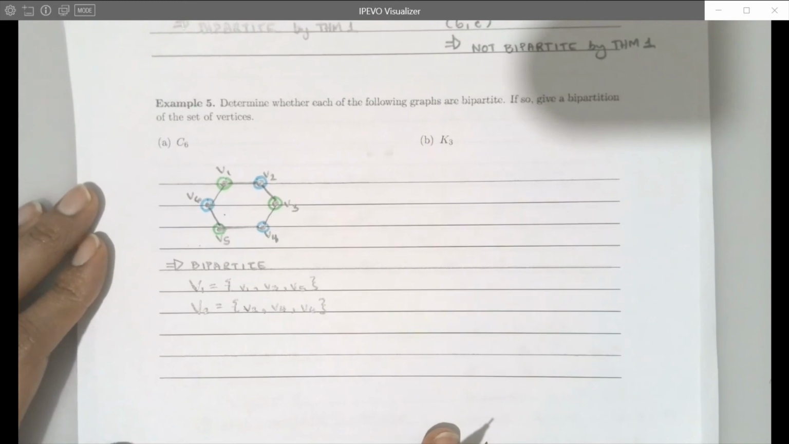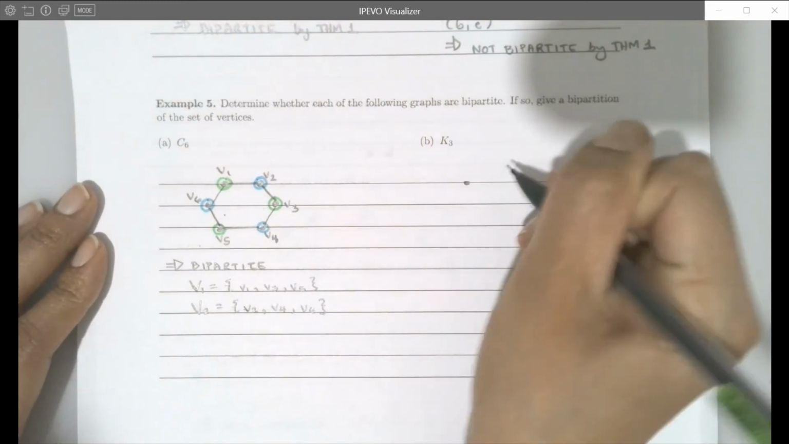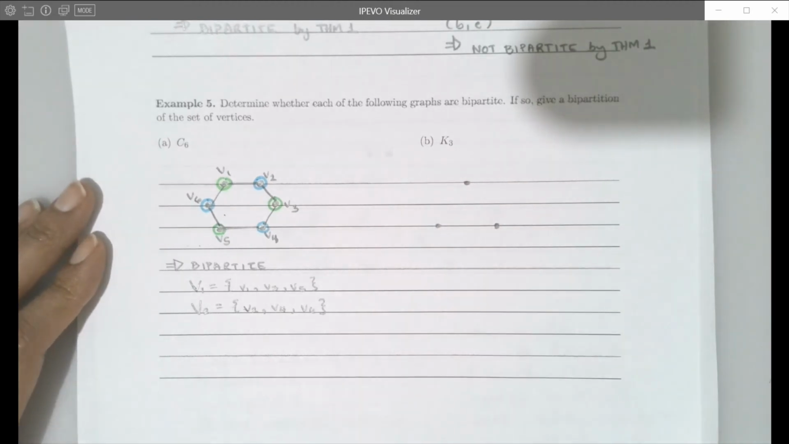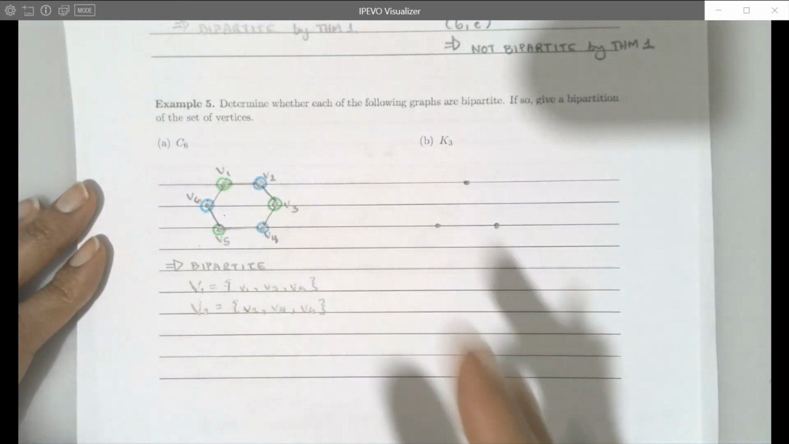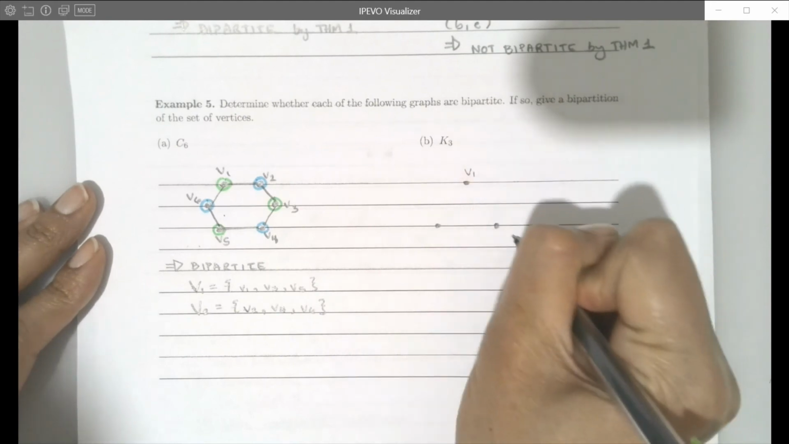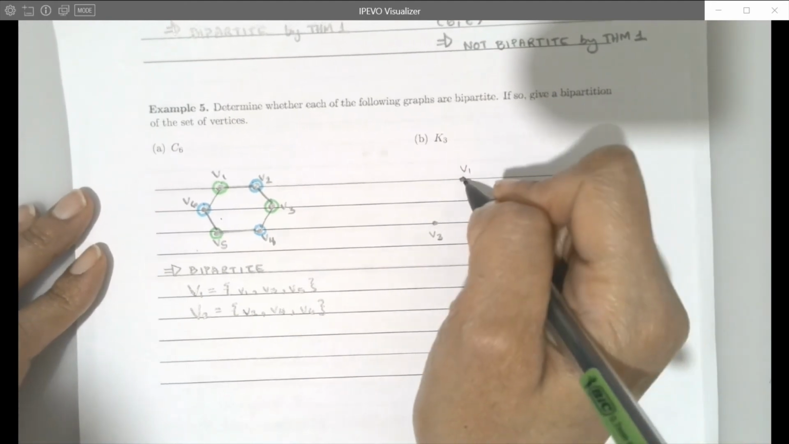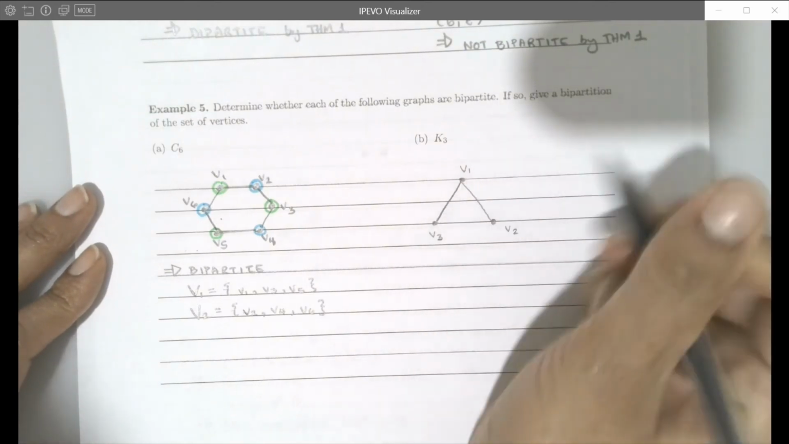All right, what about K3? So remember, K3 is the simple graph that is connected, that is complete. So we'll start V1, V2, V3, and V1 can connect to V2 and V3.